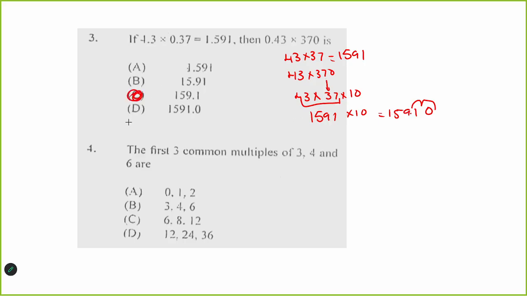Let's see. The first 3 multiples of 3, 4, and 6 are common multiples, meaning these numbers could go into. So can 3 go into 0? No. Can 3 go into 3? Yes. Can 3 go into 4? No. Can 3 go into 6? Yes. Can 3 go into 8? No. So through a process of elimination, you would get 12, 24, and 36.